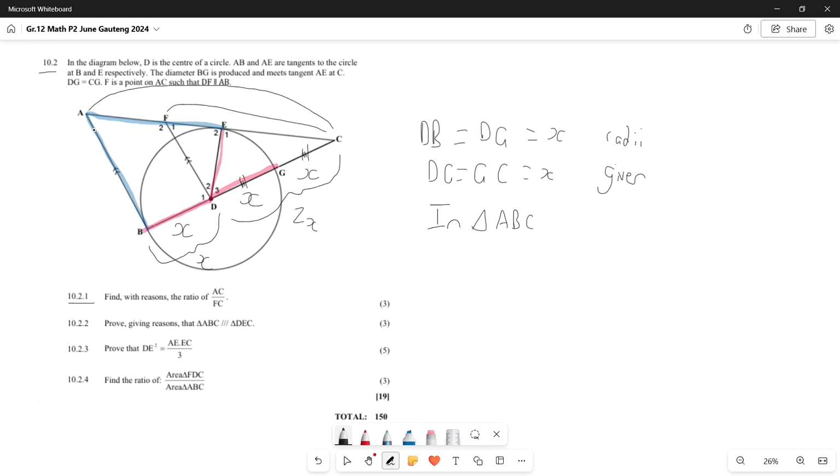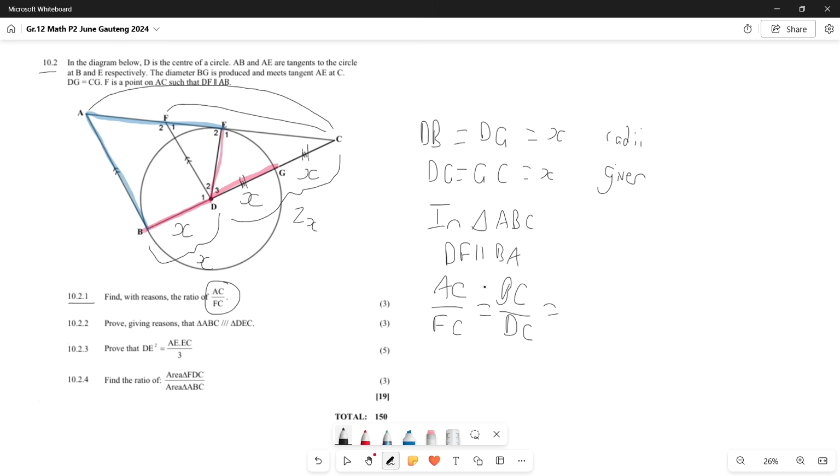Which means in triangle ABC over there, we've been given that DF is parallel to BA, and therefore, using prop theorem, we can take the corresponding side. So we're going to start with the form that we want it in. So we're going to write AC over FC equals BC, so we're going to trace all the way from B all the way up to C over DC.